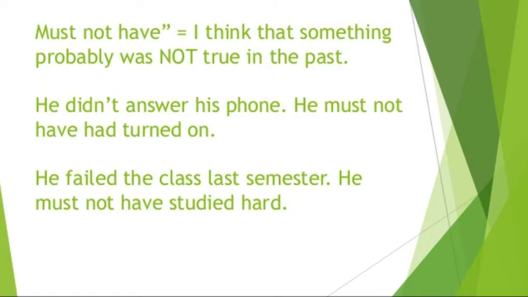So the same goes for must not have. I think that something was not true in the past when you say must not have. So you say must not have for something that is probably not true in the past, must have something that is probably true in the past. He didn't answer his phone. He must not have had it turned on. He failed the class last semester. He must not have studied hard. So something that is probably not true in the past. So must have, probably true in the past.